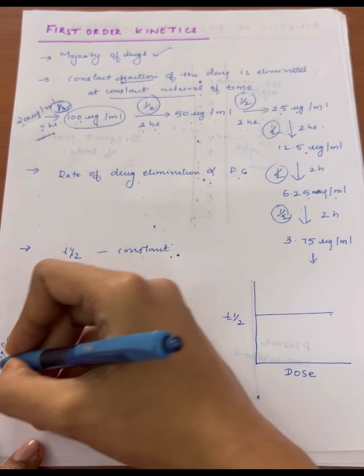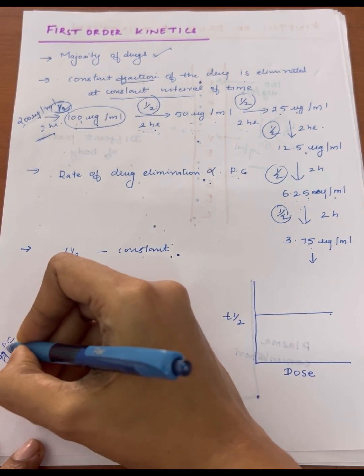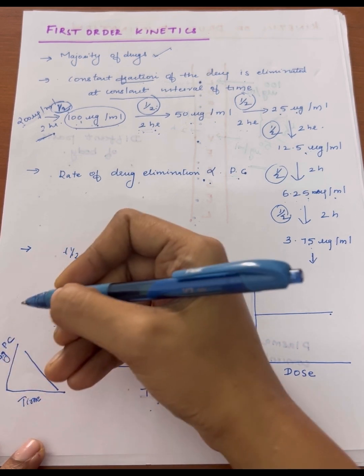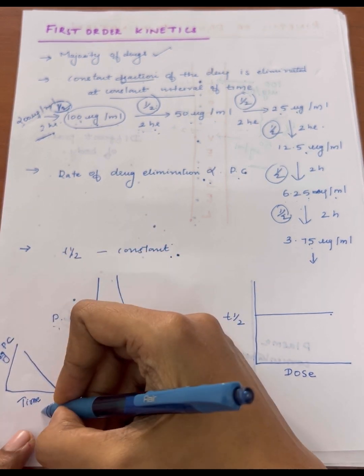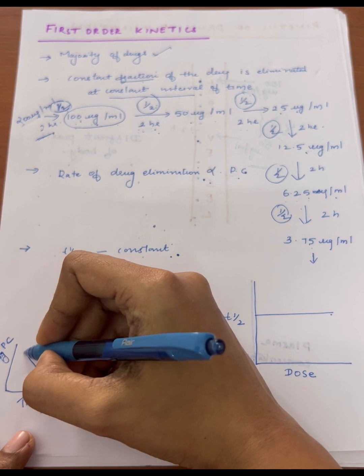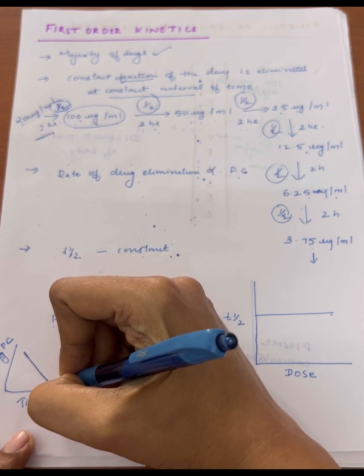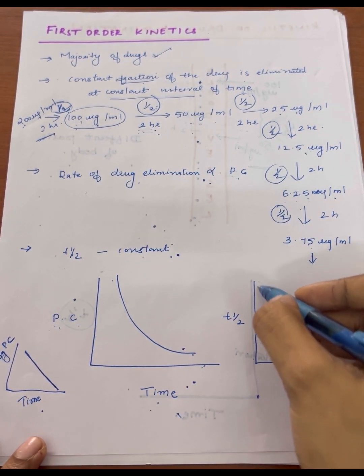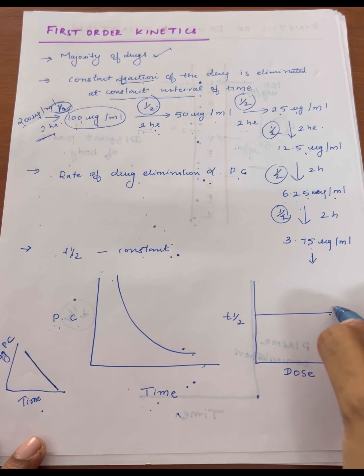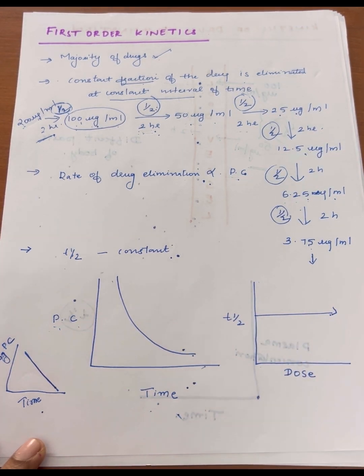Now, the same graph, if you are plotting with logarithm of plasma concentration on this axis and time on this axis, then the plasma fallout curve will be linear. And I also would like to show that the T half will remain constant in first order kinetics.